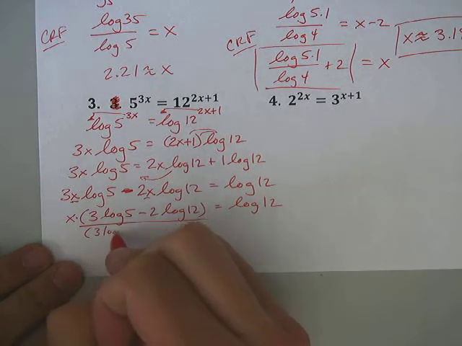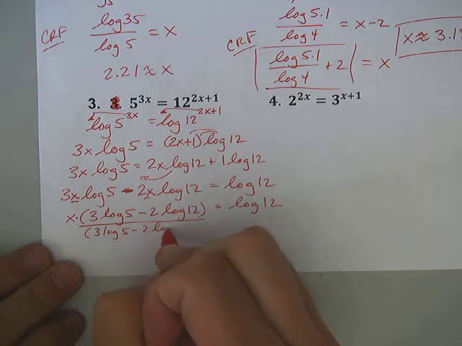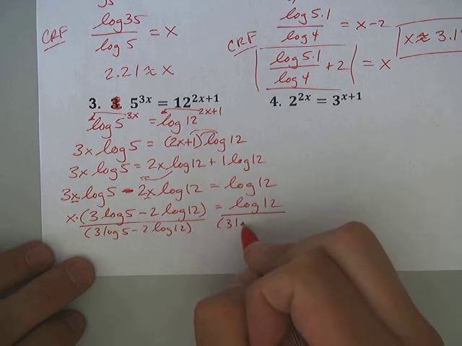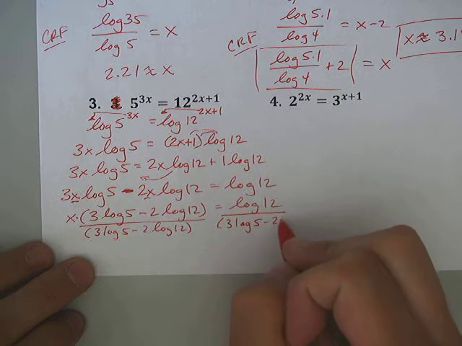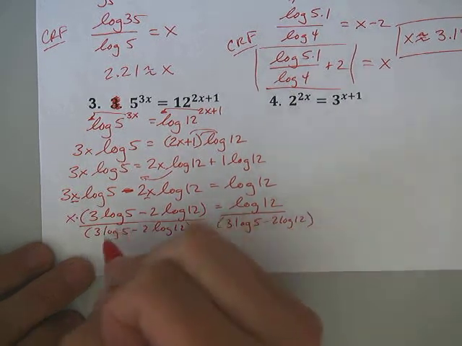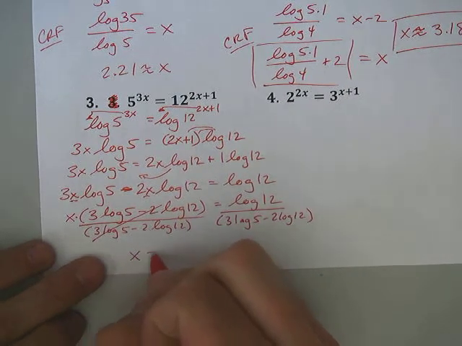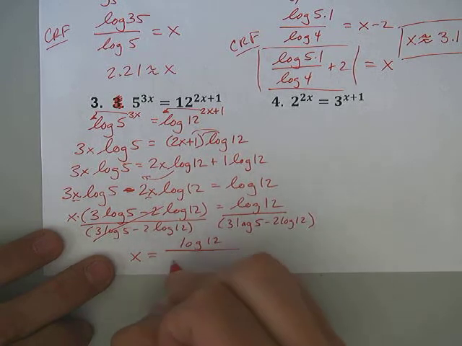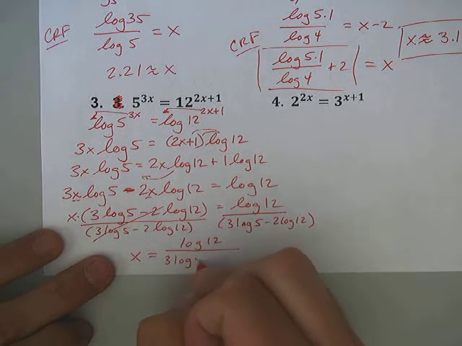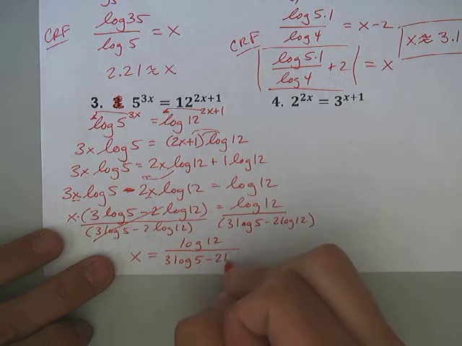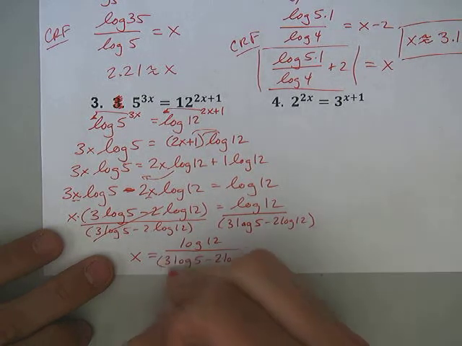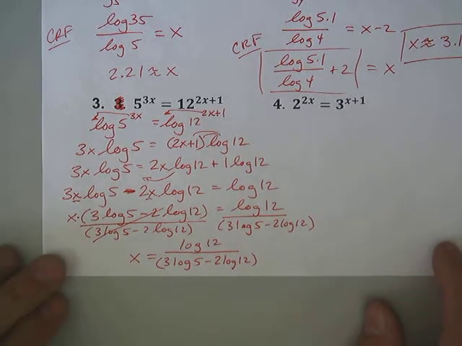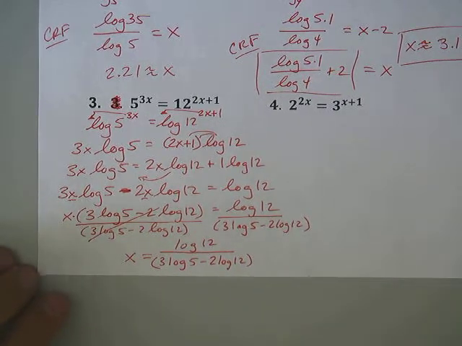Really close to being done. Next step, we've got to get the x by itself. So how do I do that? Well, it's x times this, so I'm going to divide by all this stuff on both sides. And over here it goes away. And here I get x equals all this stuff. And guess what? This is calculator ready form.